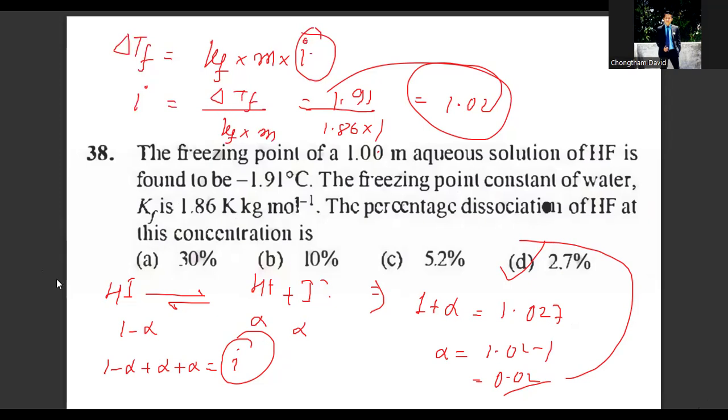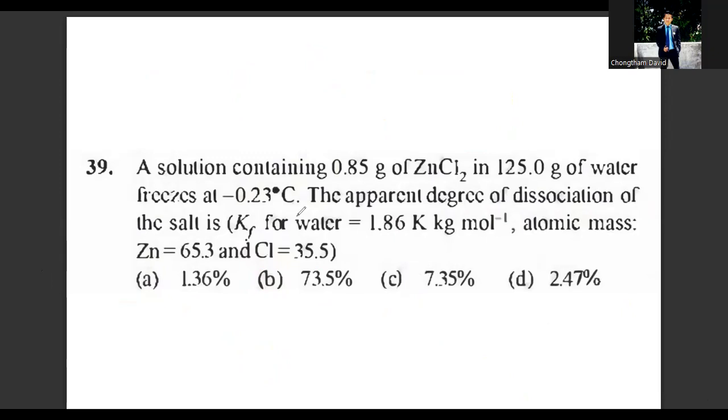Moving on to the next question, 39. A solution containing 0.85 gram of zinc chloride in 125 gram of water freezes at minus 0.23 degrees Celsius. The apparent degree of dissociation of the salt is, which of the following is the correct answer? You need to find the molar weight for this relationship. Molecular weight, let us write down from the cryoscopic equation, Kf into weight into 1000 divided by delta Tf into its weight.